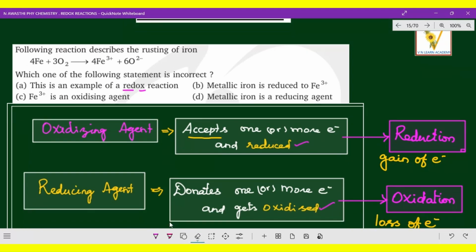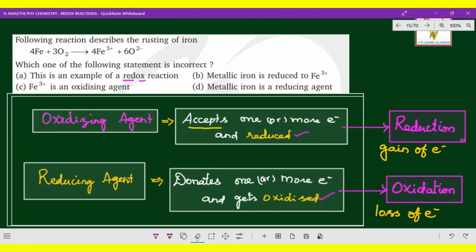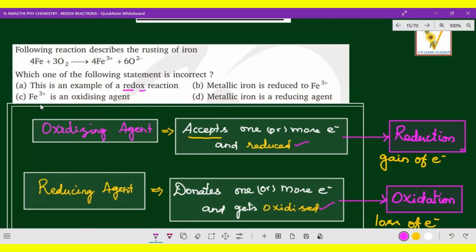In the same way, a reducing agent donates. Donates means what? It is losing, right? So it donates one or more electrons and gets oxidized. Donating one or more electrons means oxidation, so that is loss of electrons. Okay, loss of electrons. Come on, now let us identify in this point. The first point mentioned is that this is an example of a redox reaction. Of course, 100% this is correct.